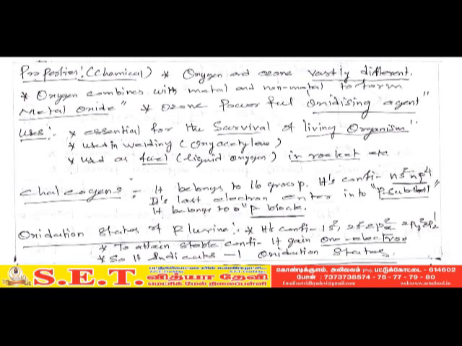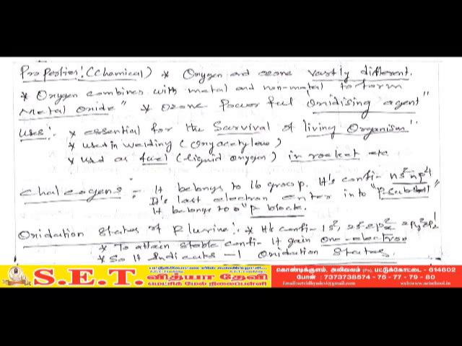Oxygen combines with metal and non-metal to form metal oxide. The ozone is used as a powerful oxidizing agent. These are the main vast differences between oxygen and ozone. The question may be asked: write the difference between oxygen and ozone. You have to write this topic.